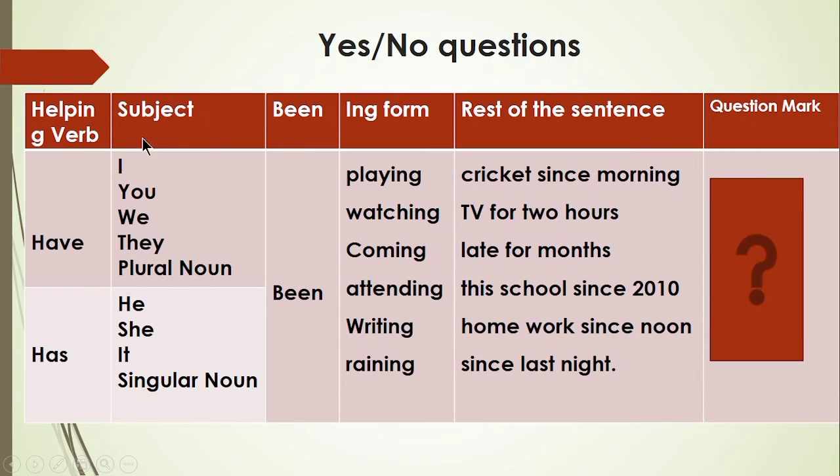For making yes-no questions, bring have and has to the start of the sentence, then the subject, plural with have and singular with has, then been, then ing form, then the rest of the sentence, and finally a question mark. For example, have you been playing cricket since morning? Have we been watching TV for 2 hours? Or has he been attending this school since 2020? Or has she been writing homework since noon? So that is how we convert a sentence into yes-no questions, and we answer it with yes or no followed by subject and then have or has or haven't or hasn't.